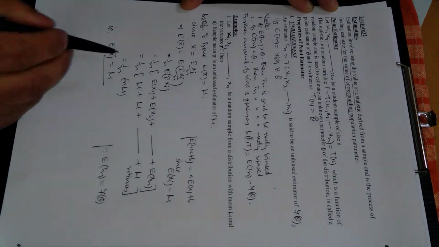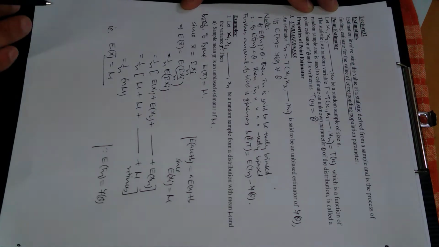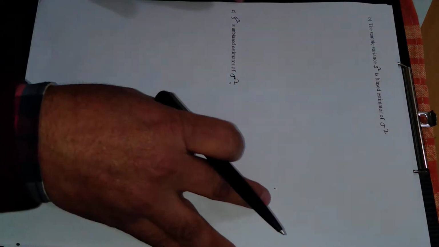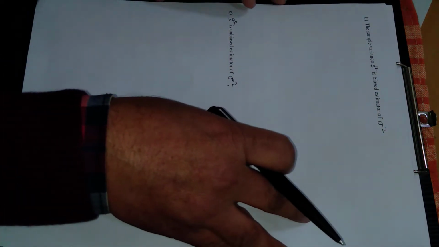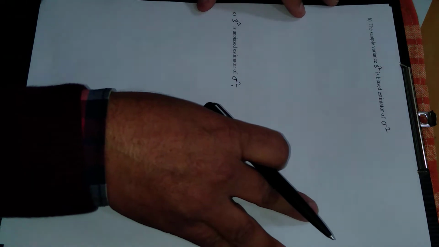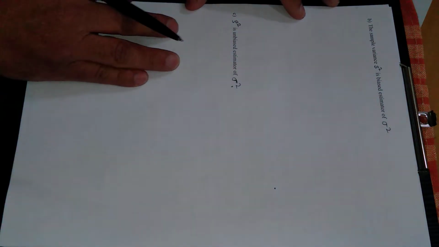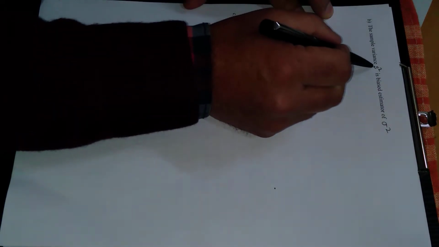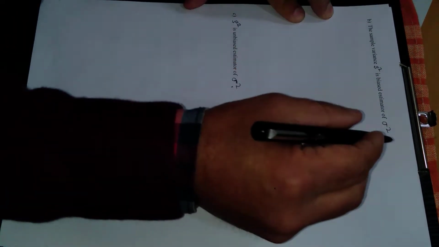This relation is the proof of this first part. Right. Now come to the second part. Second part of this example. In the second part, we want to prove that the sample variance S square is a biased estimator of the population variance sigma square.